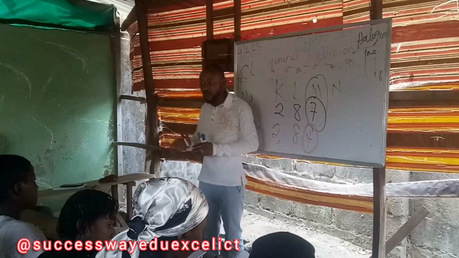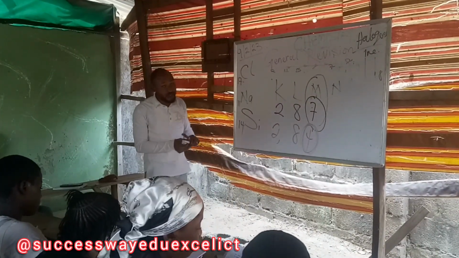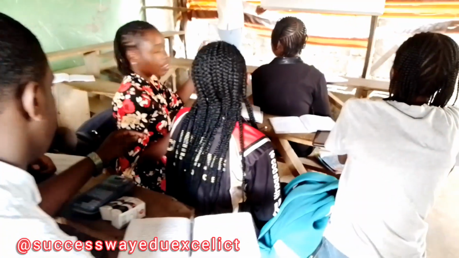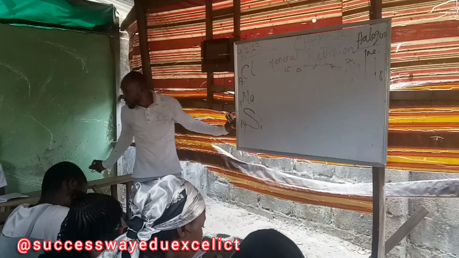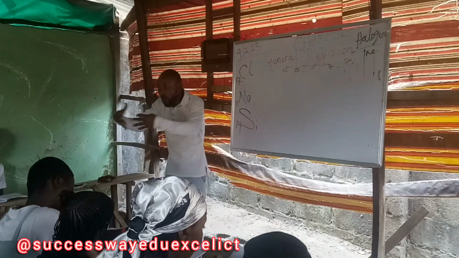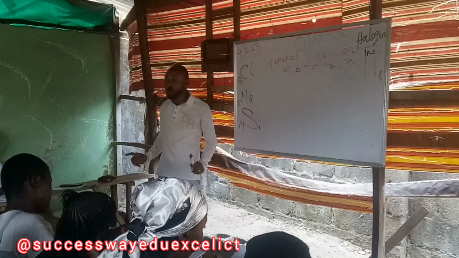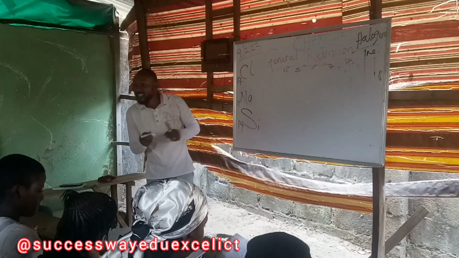Outright transfer of electron. Let me give you an illustration. There is something known as sodium chloride. The reason why we have sodium chloride is because sodium and chlorine undergo bonding to form sodium chloride.